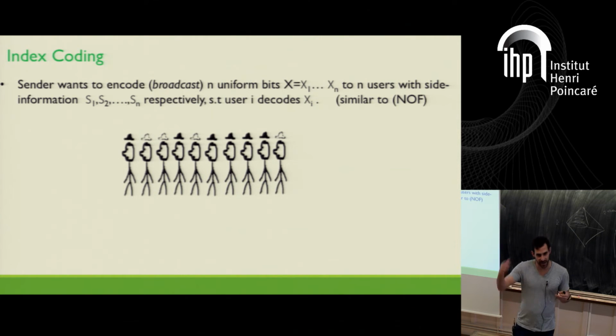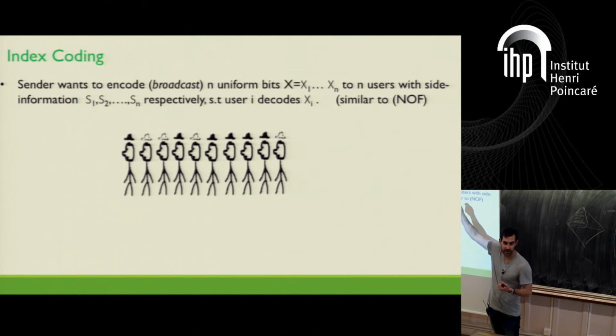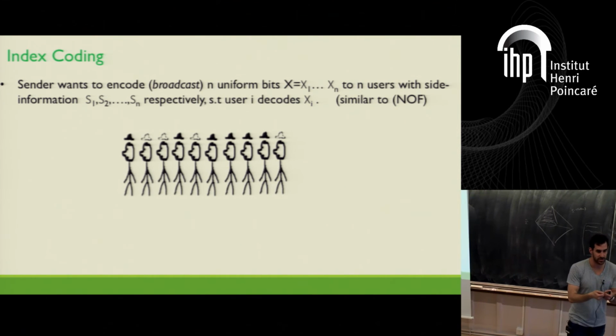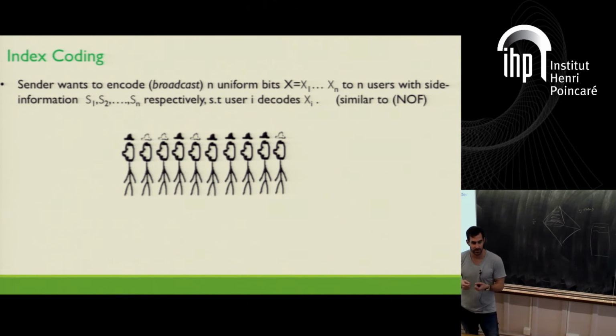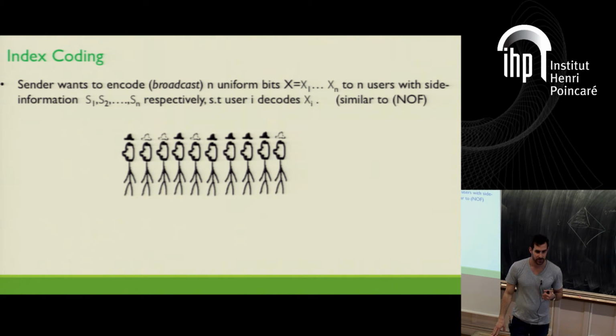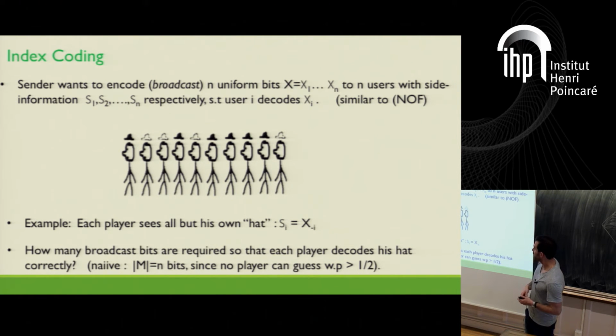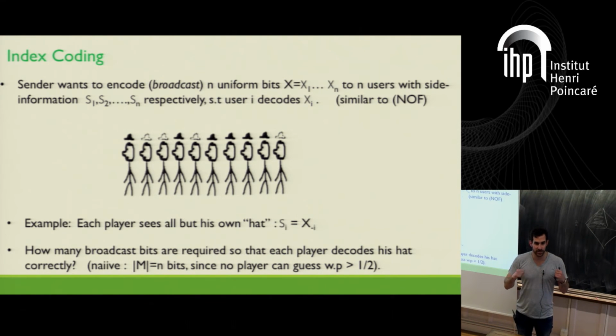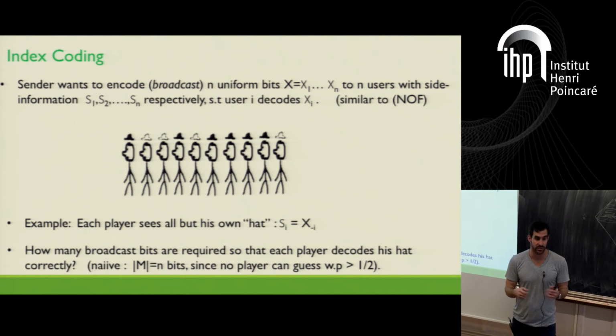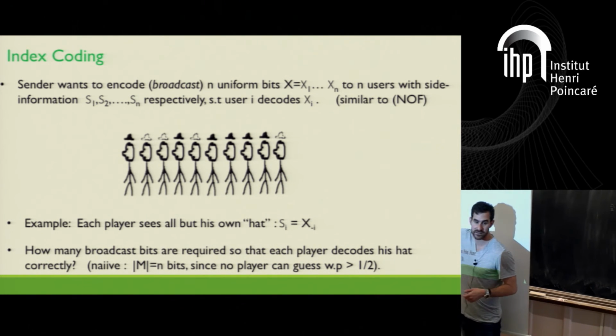So each player gets a hat, red or blue, and he sees all the rest of the hats, and each player needs to correctly guess his own hat. And the question is, what is the cheapest message the sender can send them? How long will it be? It's clear that no player can guess his own hat with probability better than half because it's independent of the rest of the hats. However, even though they're not allowed to communicate, they can correlate their answers. They can just guess that the parity of all the bits is 0, right?